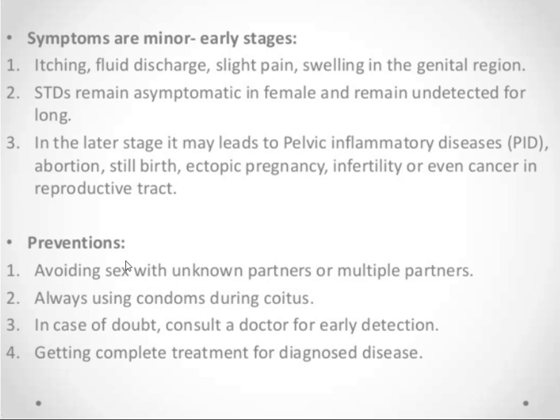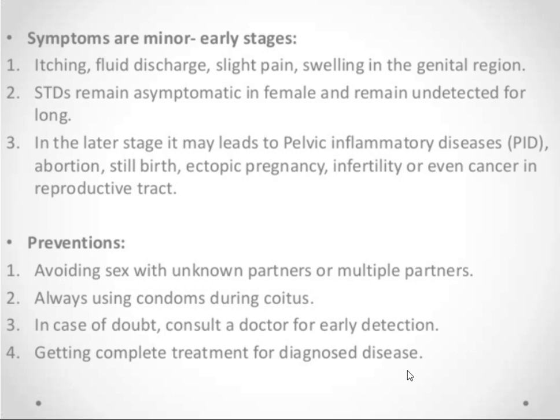Then what preventions can be taken here? Avoid sex with unknown partners or multiple partners, and always use condoms during intercourse. In case of doubt, consult a doctor for early detection, and get complete treatment for the diagnosed disease. So this was about the sexually transmitted diseases, their various names.